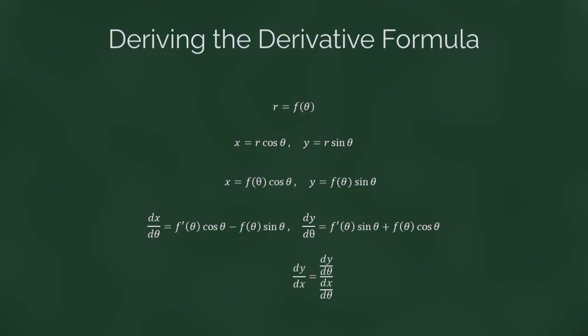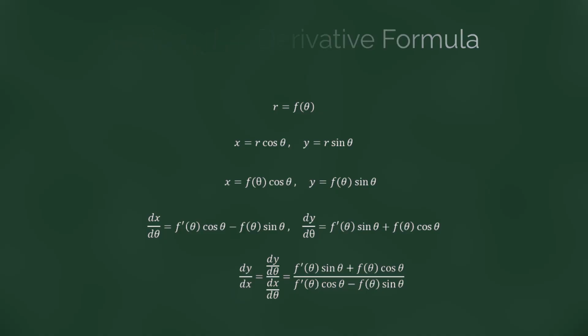Now we know that dy dx is the same thing as dy d theta over dx d theta using the chain rule. Putting all of these pieces together, we come up with a formula for dy dx. dy dx is then equal to f prime of theta times the sine of theta plus f of theta times the cosine of theta, all divided by f prime of theta cosine theta minus f of theta sine theta.